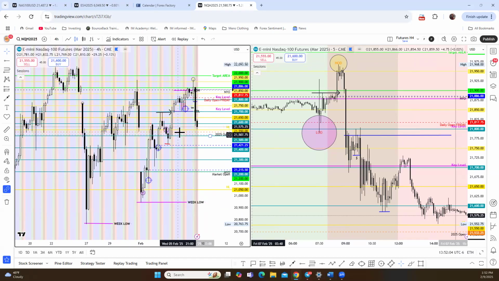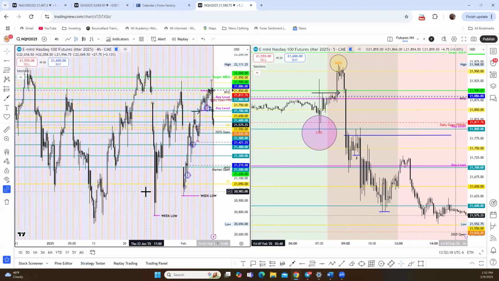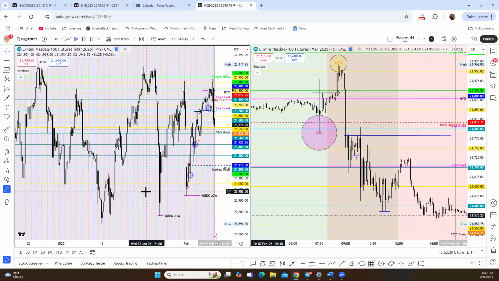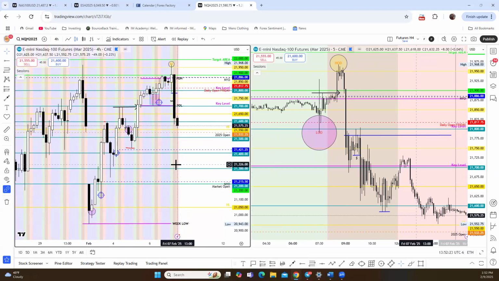But we'll see how they play under 2025 Open. I think 2025 Open being there for NQ, 21,532s inside that demand, will be a good area to see if they're going to have any kind of bounce, or will we see more buyers, right, take profit on positions that will make those sell orders be filled.